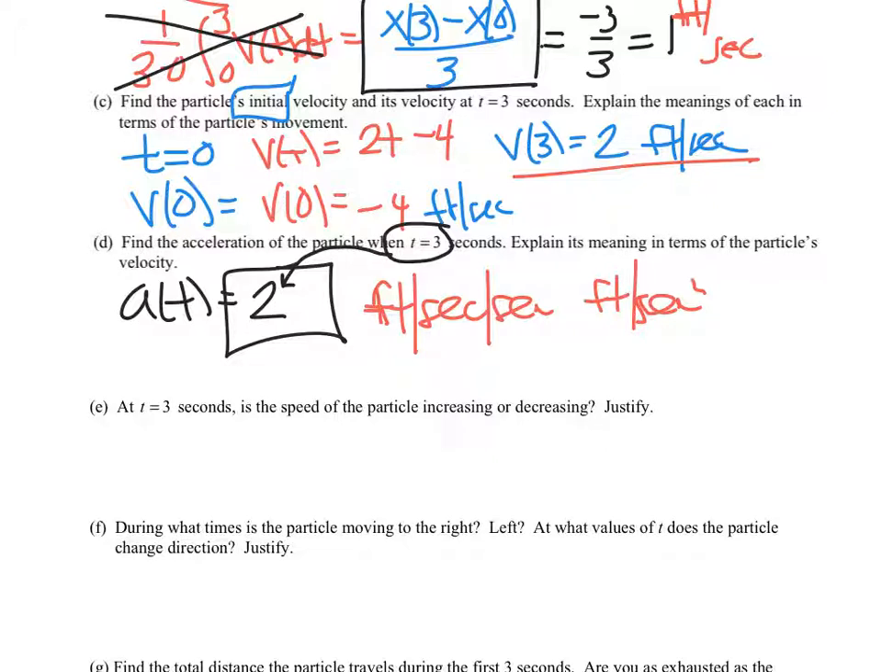Part E, at t equals 3 is the speed of the particle increasing or decreasing. So now speed's the key word. Speed is when I have to compare velocity at 3 and acceleration at 3. We already found the velocity at 3 back in the previous problem, so we know the velocity at 3 is 2, which is greater than 0, that's all I care about. And the acceleration is always 2, which is greater than 0. So since v of 3 and a of 3 have the same signs, we can say the particle is speeding up. Notice I said v of 3 and a of 3, not v of t and a of t.